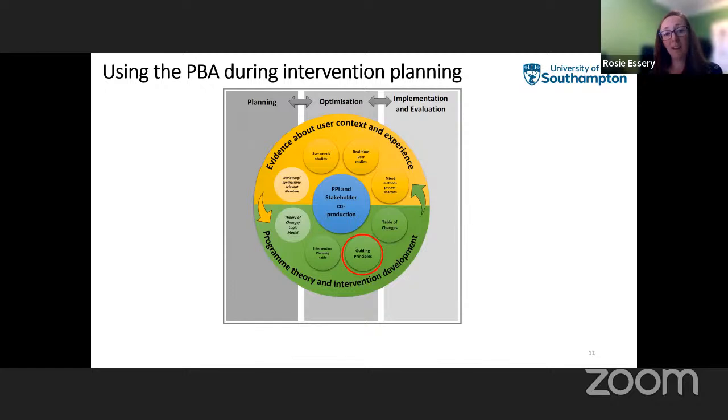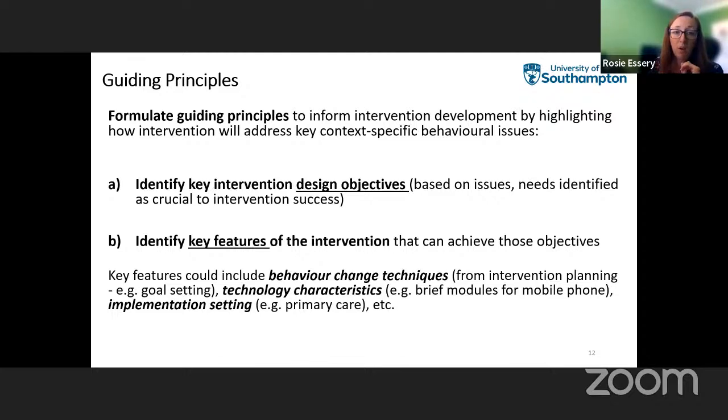So as we move on to the next steps of the planning process, we can see how this evidence was used to inform the development of something that we call intervention guiding principles. So what are we talking about when we say guiding principles? These are a really core element of the person-based approach, and they are developed by gaining an understanding of who the users of your intervention are, what their life situation is like, and how these things relate to the behaviours that your intervention is trying to change.